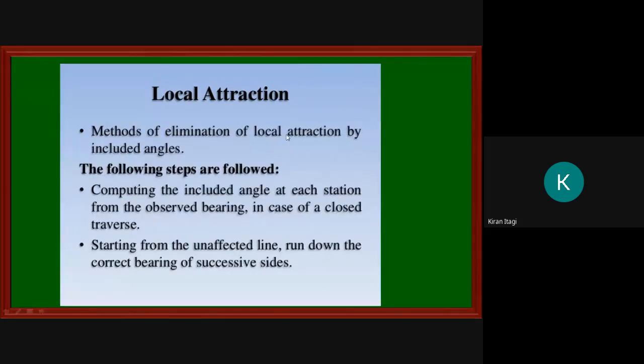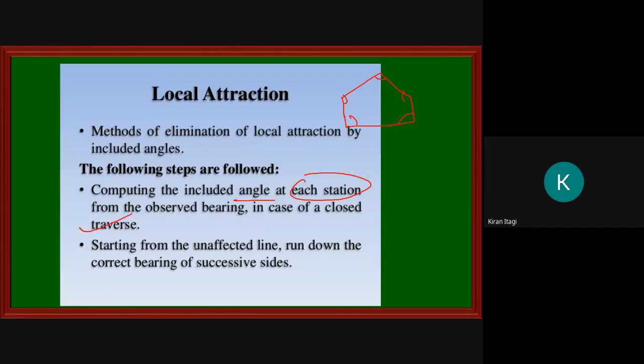The method of elimination of local attraction by included angles. Again, we have the following steps. That is computing the included angle at each station. Means the thing we have done here. At each station, we will find the interior angles from the observed bearings in case of a closed traverse.